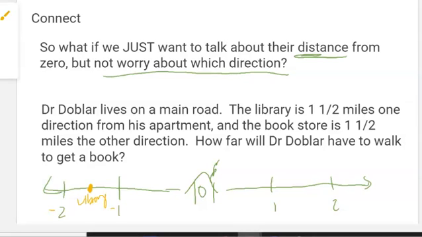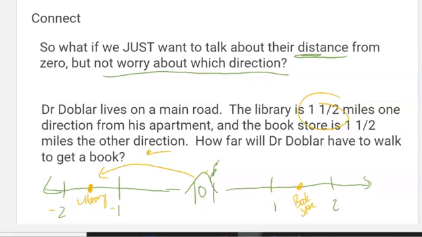So if I want a book, how far would I have to walk? Well, if you think about this situation, I have to walk 1.5 miles, whether I go to the library this way or to the bookstore this way. I have to walk 1.5 miles to get the book. You'll notice it would sound weird to say to go to the library, I would walk -1.5 miles, whereas to walk to the bookstore, I'd walk +1.5 miles, even though that's kind of right. Like the direction matters, right?